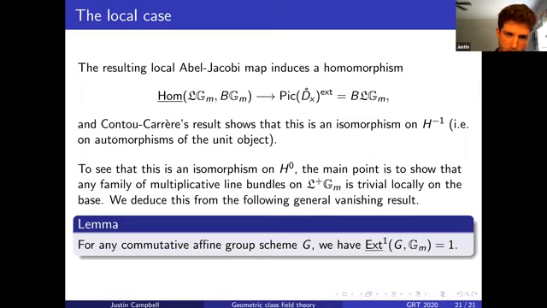So again, the formal component is kind of easy to deal with here. The real content of this statement is that any family of multiplicative line bundles on the arc group of Gm is trivial locally on the base. And this actually can be proved in the following generality. If I have any commutative affine group scheme G, then the sheaf Ext^1 from G into Gm vanishes.